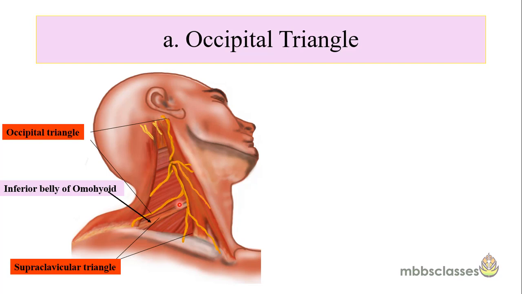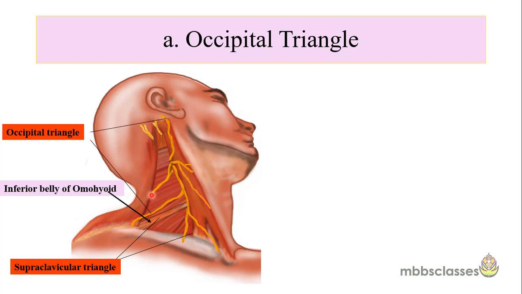Now let us see the certain structures which pass through, or which are the contents of this triangle. The most prominent nerve is the spinal accessory nerve. As you can see here, this is the spinal accessory nerve. This is the sternocleidomastoid. This nerve pierces the sternocleidomastoid muscle. It crosses across the levator scapulae muscle obliquely. It passes backward and downward and reaches the deeper part of the anterior border of the trapezius muscle.